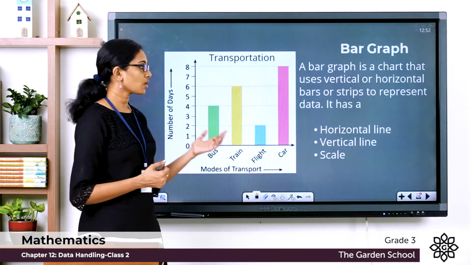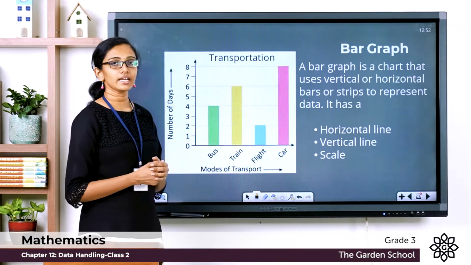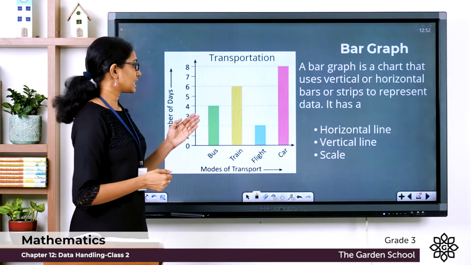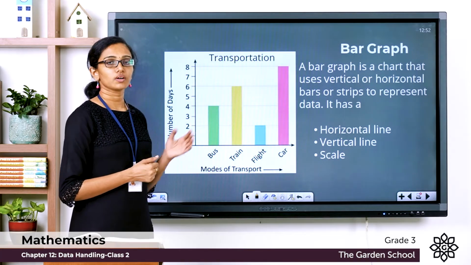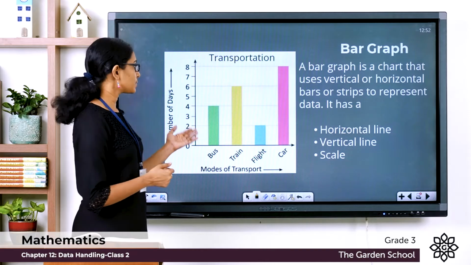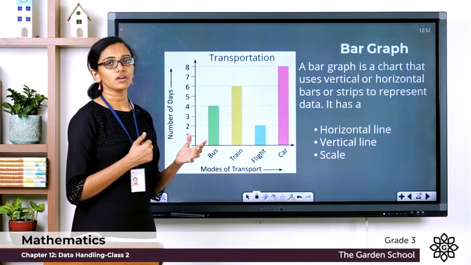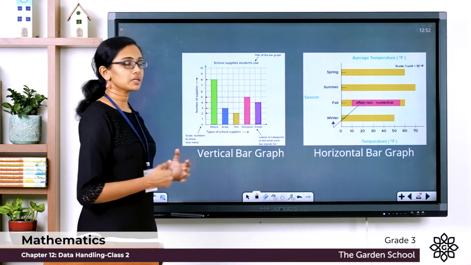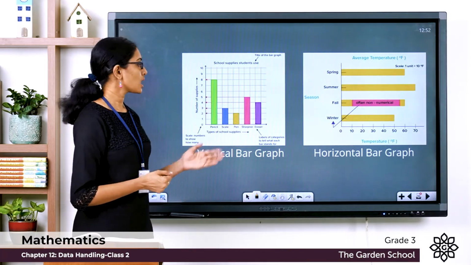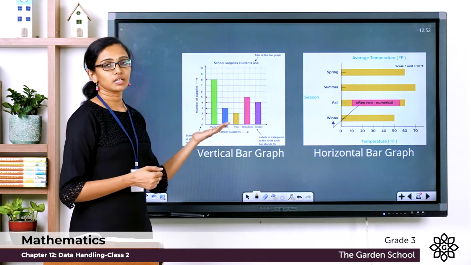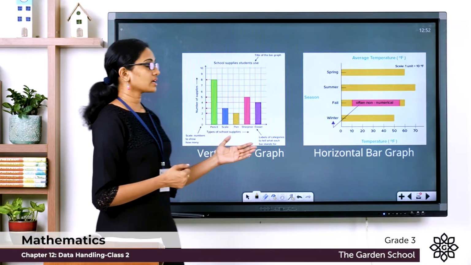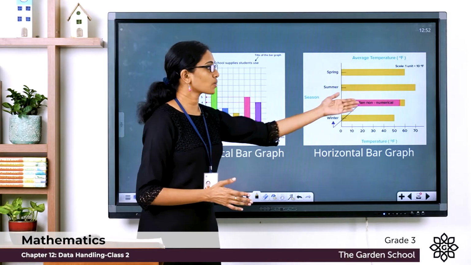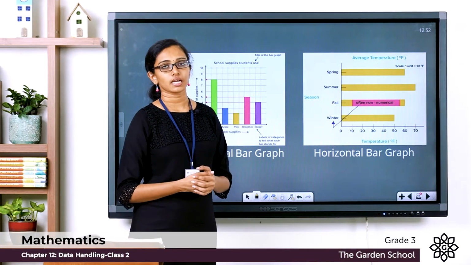data. It has a horizontal line, vertical line and a scale. What do you mean by scale in a bar graph? The range of values or the range of numbers that you are representing here is called the scale of the bar graph. And a bar graph can be a vertical bar graph wherein you use vertical rectangular bars to represent data, or it can also be horizontal bar graph wherein you use horizontal rectangular bars to represent data.